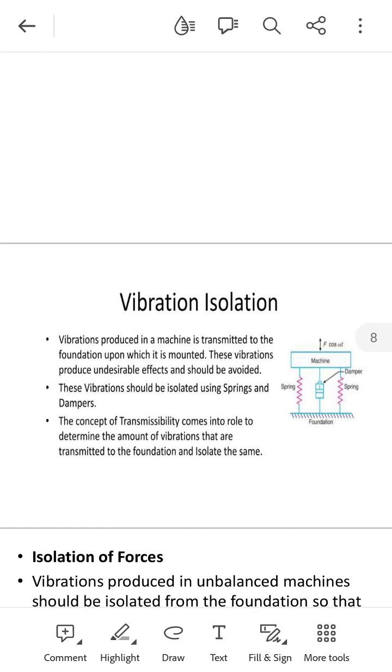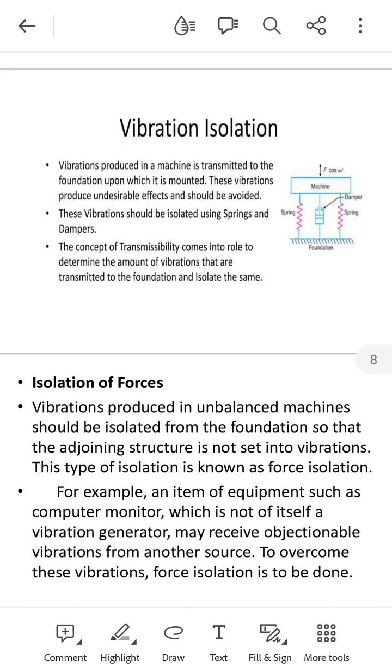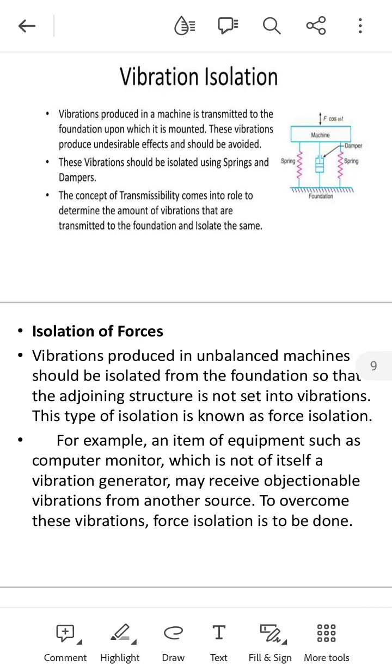The next one, vibration isolation. Vibrations produced in a machine are transmitted to the foundation upon which it is mounted. These vibrations produce undesirable effects and should be avoided. These vibrations should be isolated using springs and dampers. The concept of transmissibility comes into play to determine the amount of vibration that is transmitted to the foundation and to isolate the same.